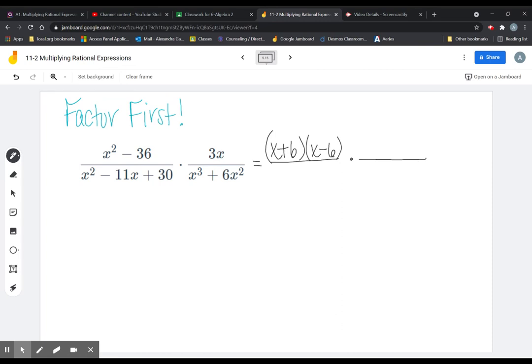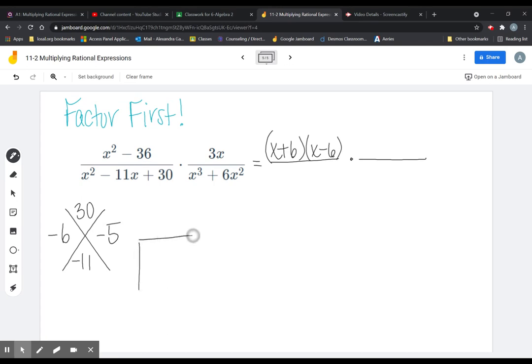Then the denominator, no GCF, but it's a trinomial, so that means x box. So it goes factors of 30 that add up to negative 11. So this is that special case. It's supposed to multiply to a positive number, but add to a negative number, so both of my numbers have to be negative right away. So 30 is 3 and 10, 2 and 15, 6 and 5. So I'm good to go here.